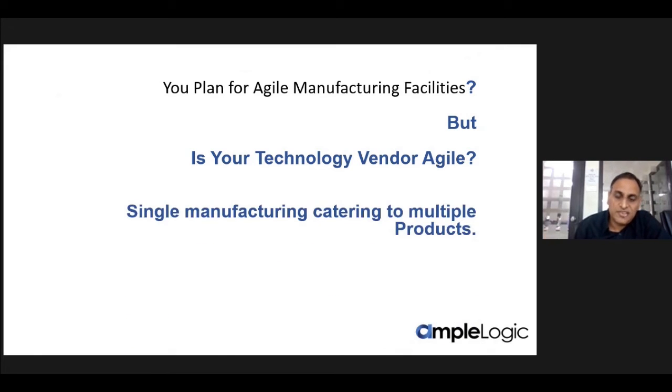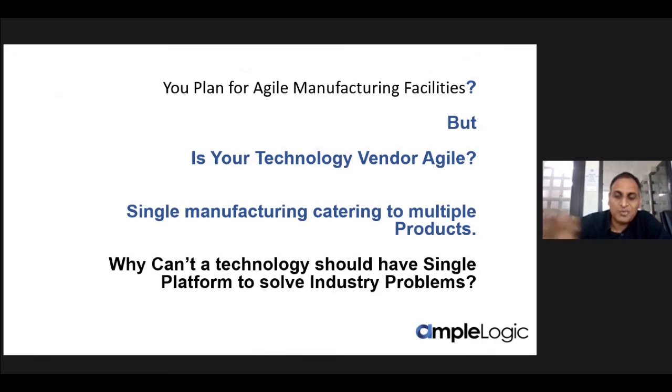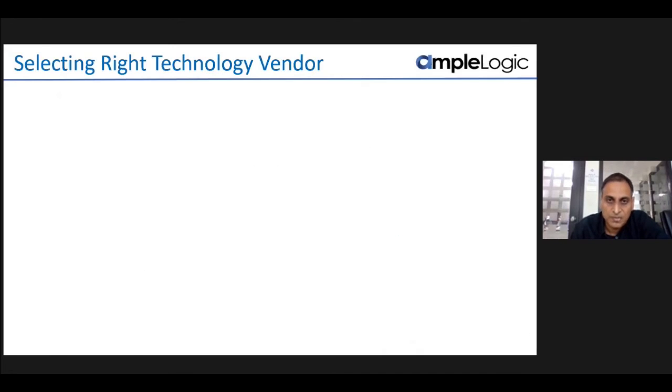When a single manufacturing facility is catering to multiple products, and I'm not talking purely about the biospace, I'm talking more about the generic space, why can't technology have a single platform to solve all the problems? Why can't your technology vendor understand your business, your automation and digitalization roadmap, and have solutions that can help cater to the majority of your business problems?